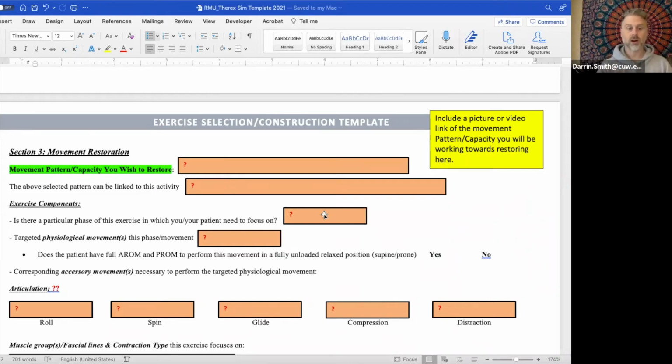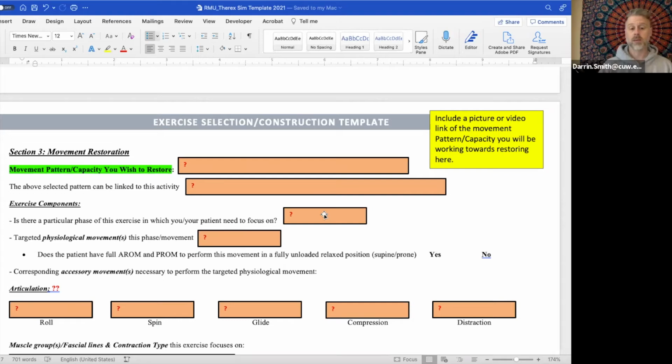Okay, what is the targeted physiological movement for this particular exercise? So now we have to look at what specific area we want to apply this to, right? So let's say that we're looking at applying this to the SI joints, right? You know that the SI joints are composed of the pelvic innominate, and then we have the sacrum in the middle. So there's got to be some tilting there relative of one to the other.